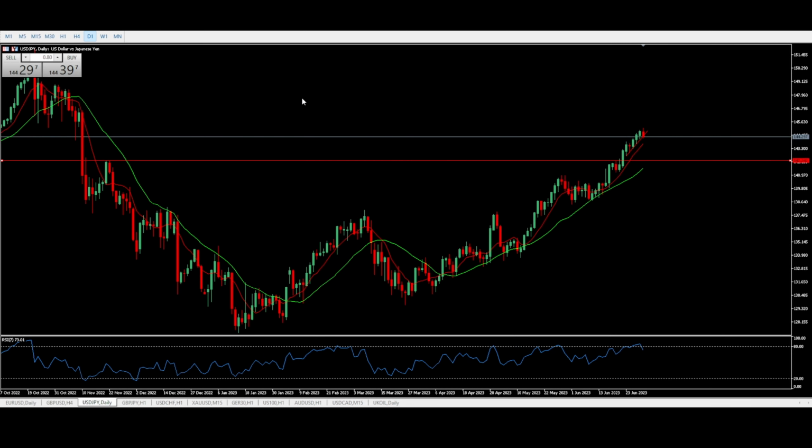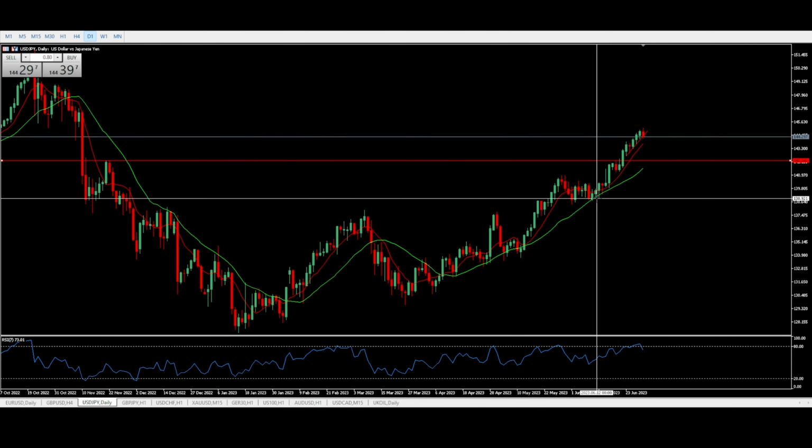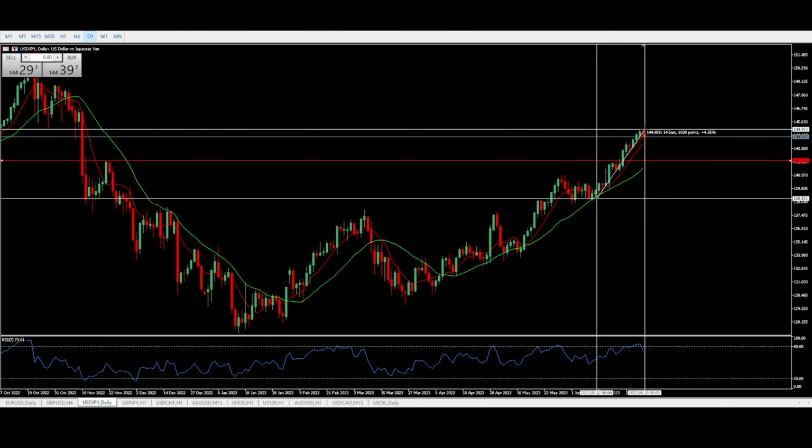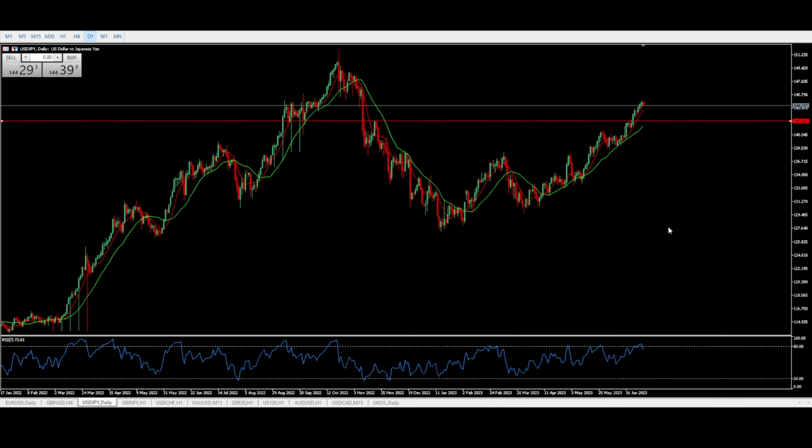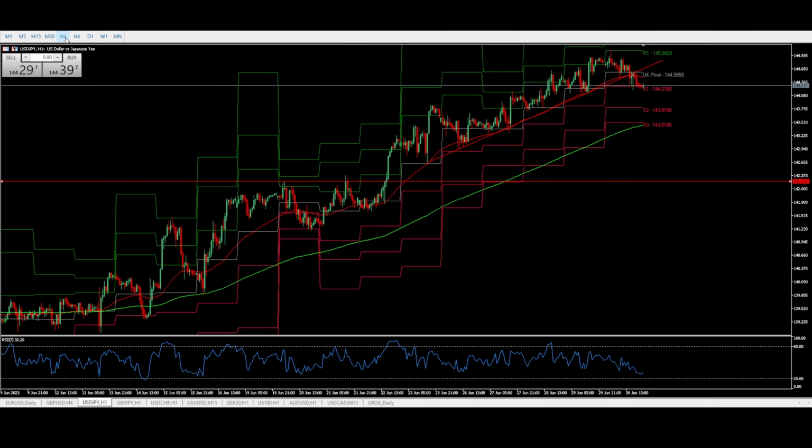Moving on to the dollar-yen pair, we can see that it's pretty much been full steam ahead for dollar-yen over the past few weeks, to be honest with you. And to be completely honest with you, it looks like it's going to probably run out of steam in the very, very near future and look to take a reversal. This can actually be indicated on the lower time frames here.